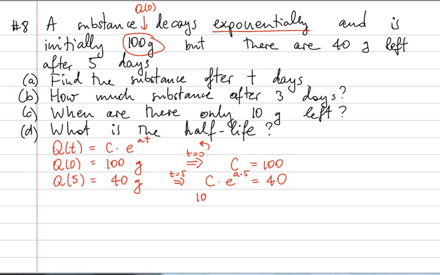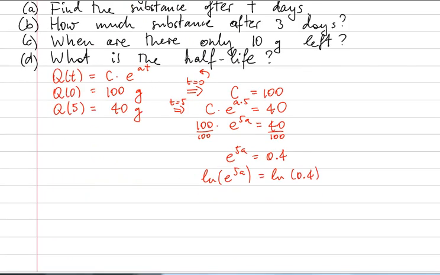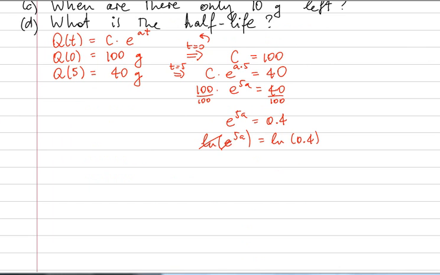So 100 times e to the 5a equals 40. I have to divide by 100 on both sides. So I get that e to the 5a is equal to 0.4. I take ln, so ln e to the 5a equals ln 0.4. ln and e go away, so I'm left with 5a equals ln 0.4. So a is equal to ln 0.4 over 5.